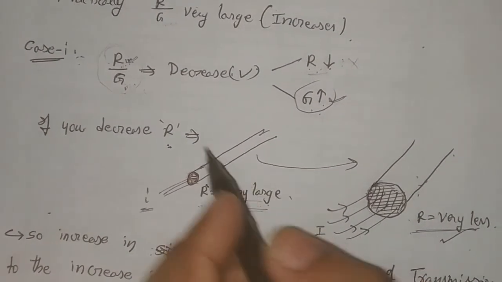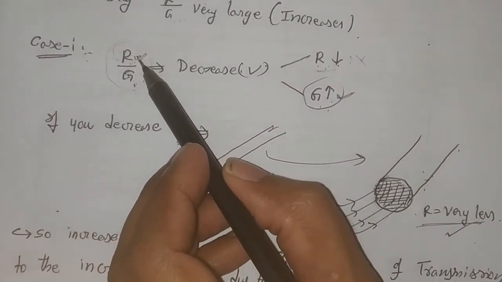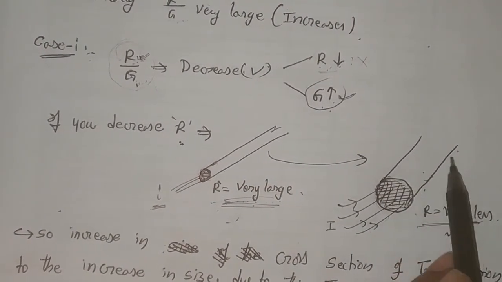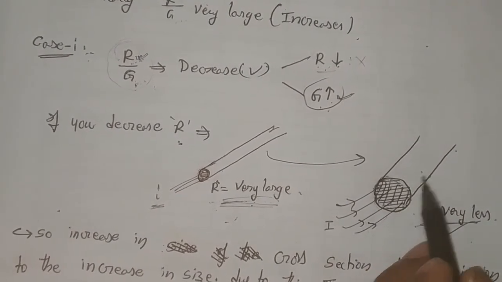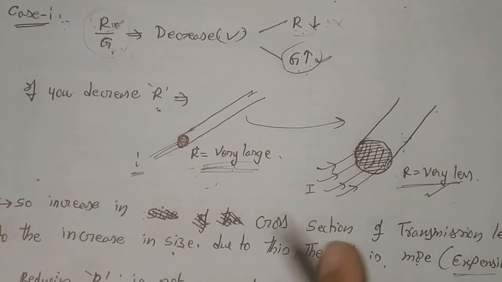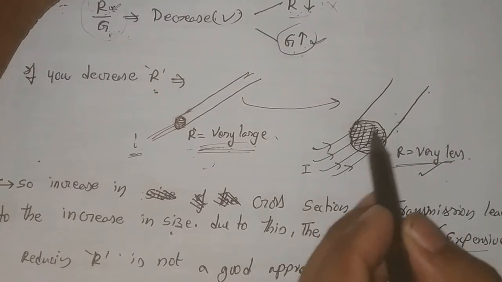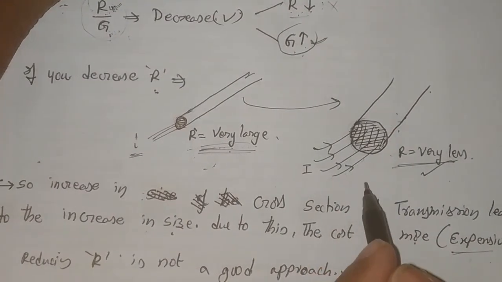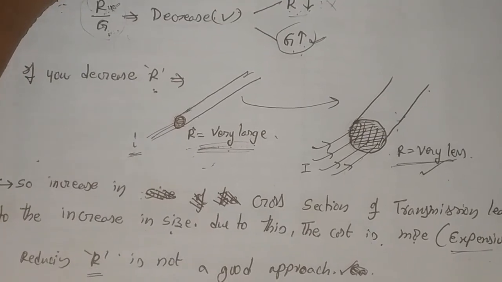Therefore, in order to achieve the reduction in the resistance value, you have to increase the cross section area of the transmission line. But increasing the cross section leads to an increase in the size of the transmission line. If you are using a large cross sectional area, such transmission lines are much costlier. That means they are expensive. Therefore, the choice of reducing the resistance value is not a good approach.